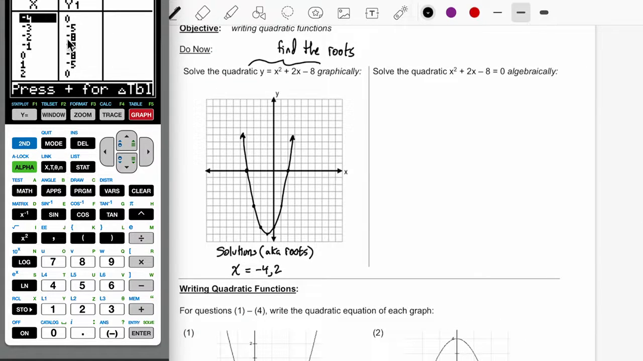Now, algebraically, you can do it by factoring, completing the square, quadratic formula. Well, not quadratic formula, because that's a numerical approach. But factoring or completing the square would be appropriate to solve algebraically. So, first thing you should try to do is to solve by factoring.